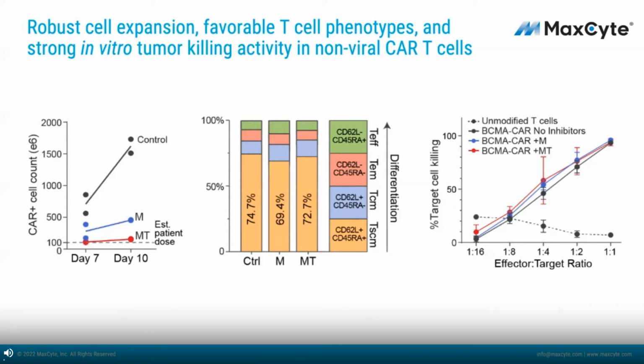Now, when we add in the small molecule inhibitors to increase Knockin efficiency, we do see a reduced expansion of the CAR positive cells. However, even with the double small molecule inhibitor combo, we are still exceeding the estimated patient dose at the end of process. So we have multiple strategies to achieve the amount of CAR T cells that we actually need to treat patients.